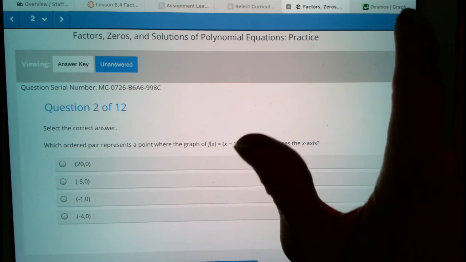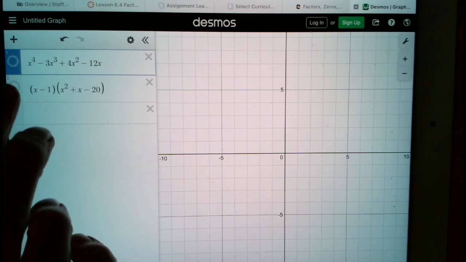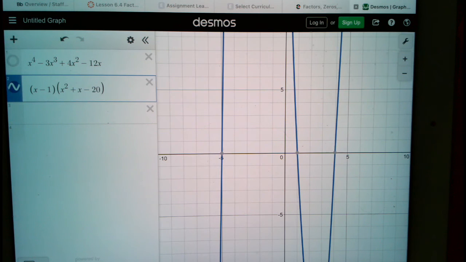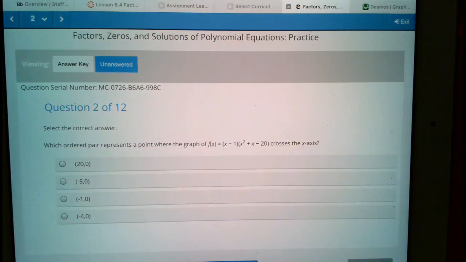Because if we look back at Desmos here, I'll turn that one off and I'll turn this one back on. In terms of answers here, I don't know why that's not showing up, but there's one. Here's another. And there's a third. So our solutions to this problem of x minus 1 times x squared plus x minus 20 are -5, 1, and 4. So if we go back to the equation, -5 is one of the answers. None of those others are.